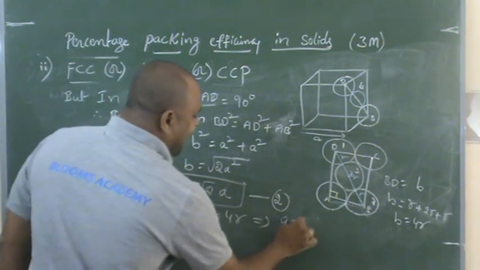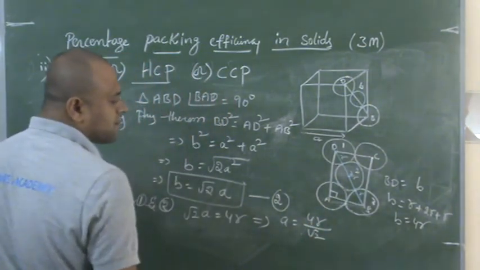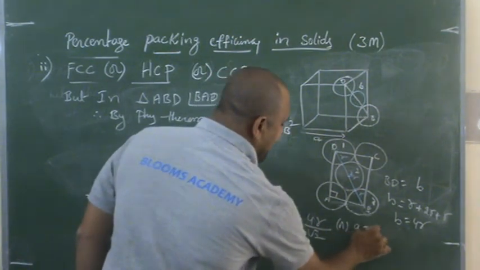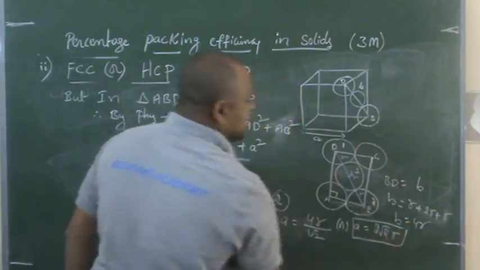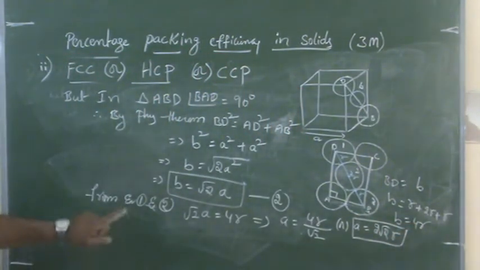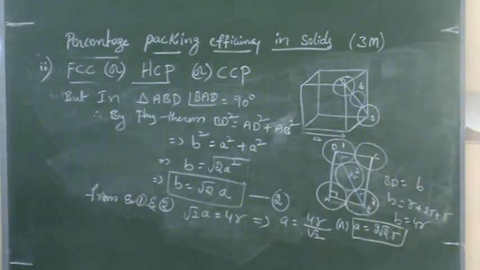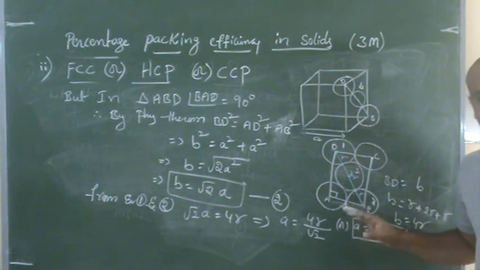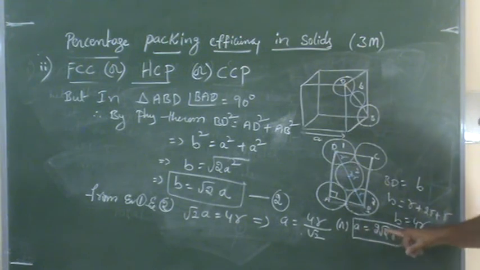That implies a is equal to 4r by root 2. So a is equal to 2 root 2 r. Make a note of it. So you can note up to here. I will continue in the next class. So you should note up to a is equal to 2 root 2 r.